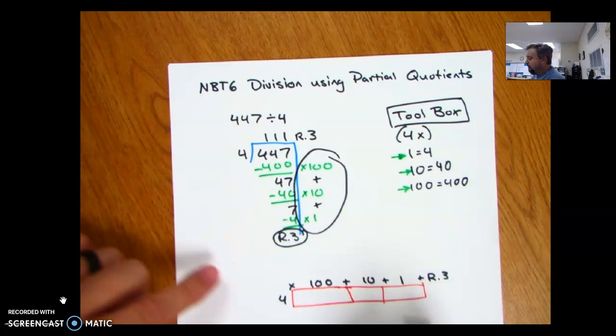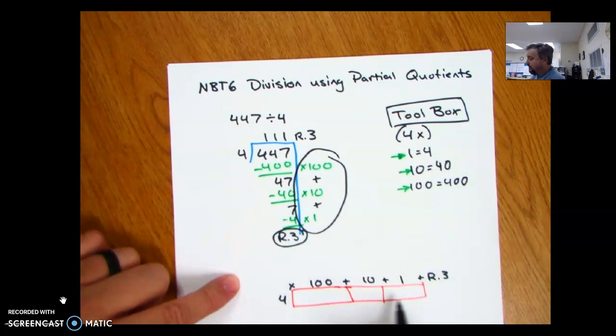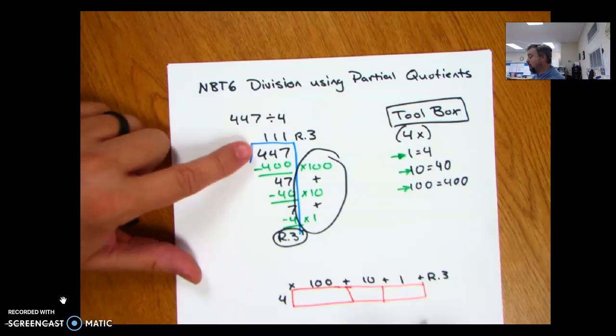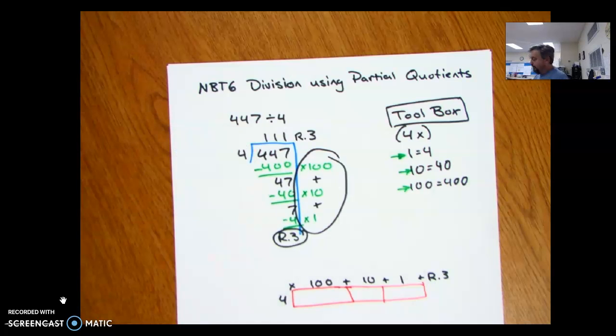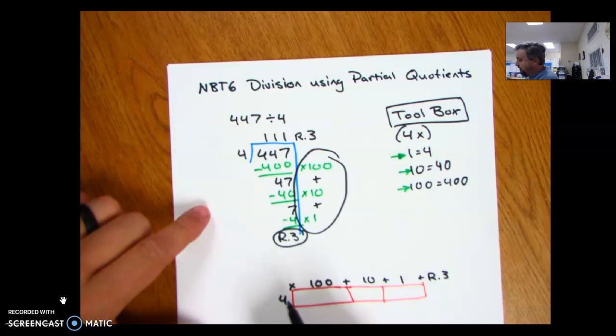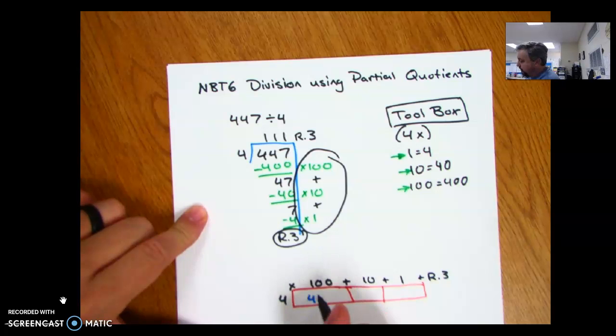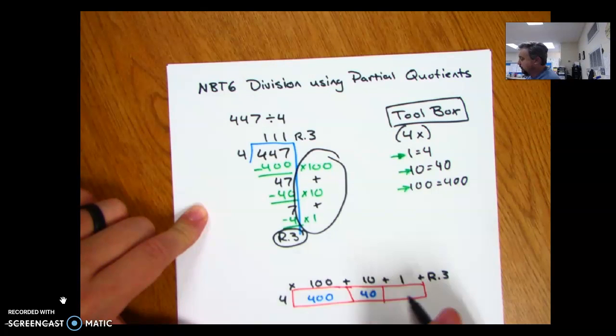So I'm simply going to multiply this out into partial products, combine them, and I'm going to add to it my remainder. And if that total comes to 447, then I know my quotient is correct. So let's go ahead and multiply it out. 4 times 100 is 400. 4 times 10 is 40. 4 times 1 is 4.